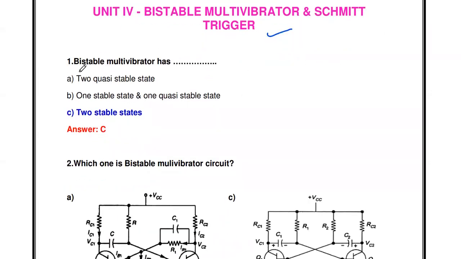So we will see the question. Bistable multivibrator has dash. A bistable multivibrator has two stable states. So two stable states is the answer. Already you know the astable multivibrator has two quasi-stable states. Monostable has one quasi-stable, one stable. Bistable multivibrator has two stable states.